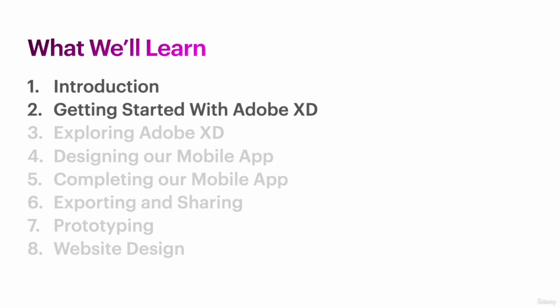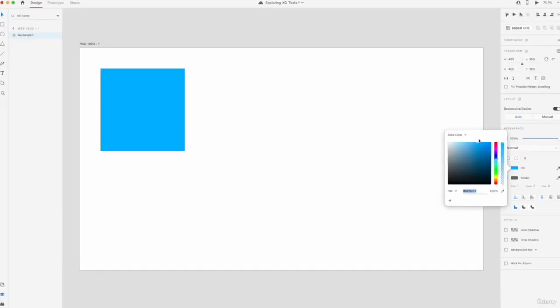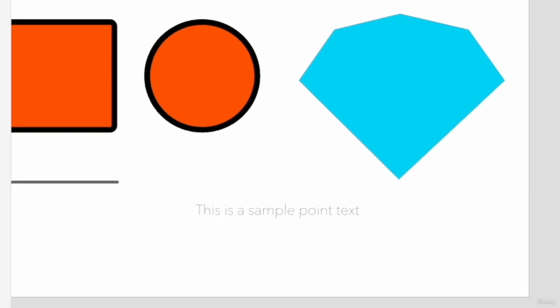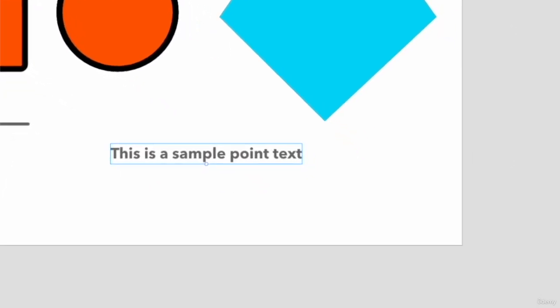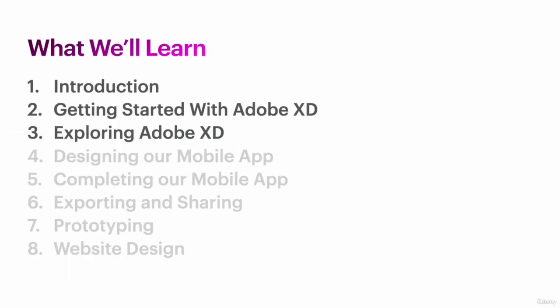Once we've covered the very basics of Adobe XD, we'll go ahead and dive a little bit deeper into exploring Adobe XD. So we'll go through each of the panels, the properties panels, the tools that we have access to, start creating shapes and playing around with some of the tools that we have access to in XD. The fundamentals we'll learn in this section will help us get to the two main sections of this course, which is designing our mobile app.